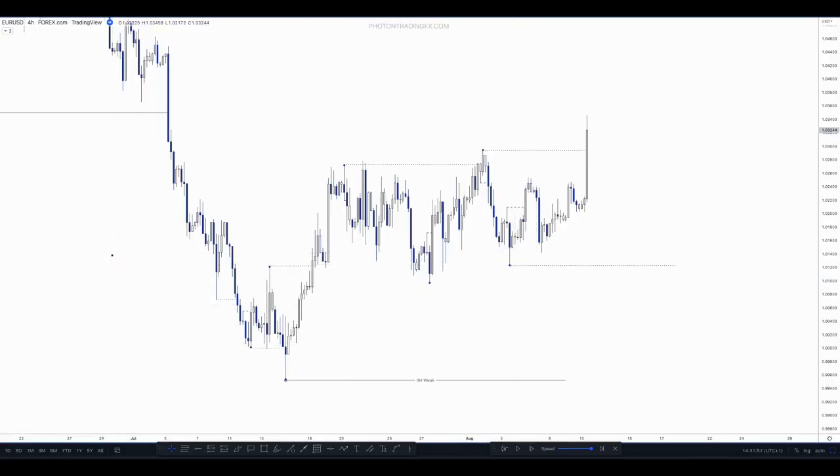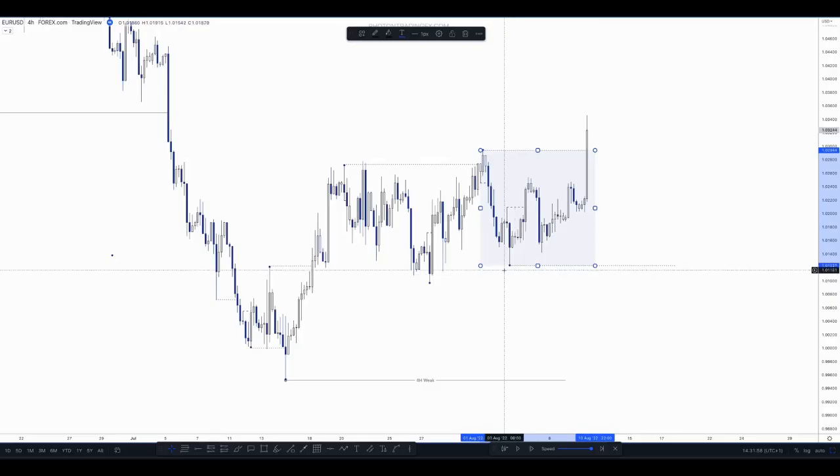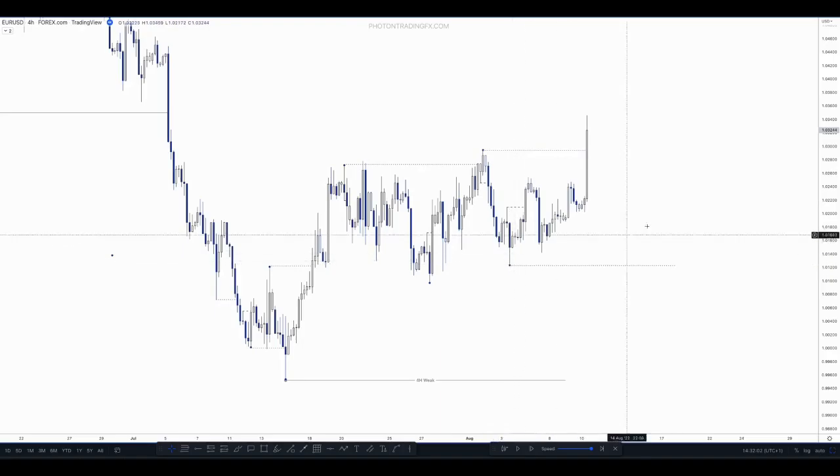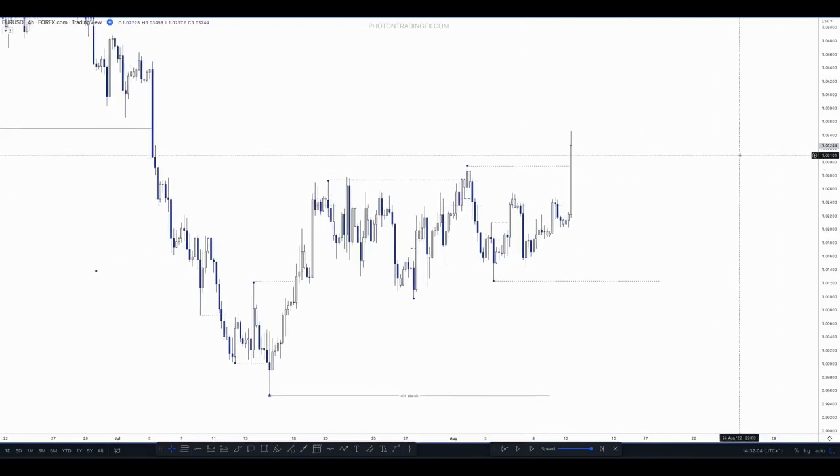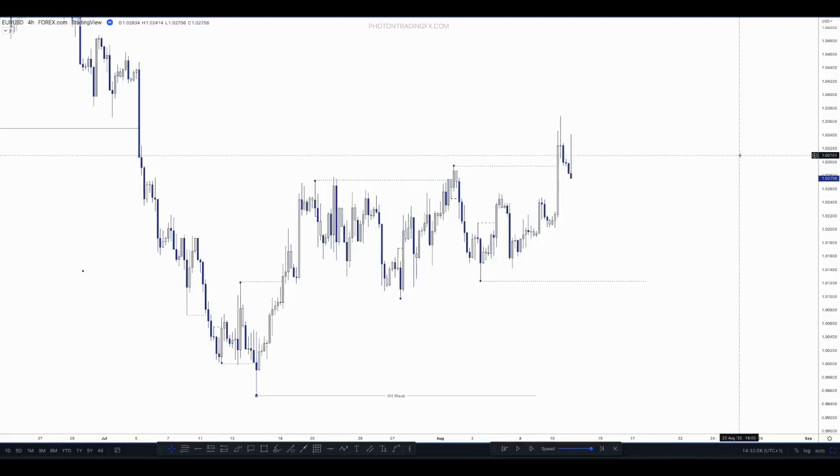Remember, again, you can use the box rule. It's the same with internal structure and swing structure. From where the high formed to where it breaks, where's the lowest point within there? It's here, right? That's the lowest point of that pullback. That becomes our new internal structure. Okay, and then we come to the upside.